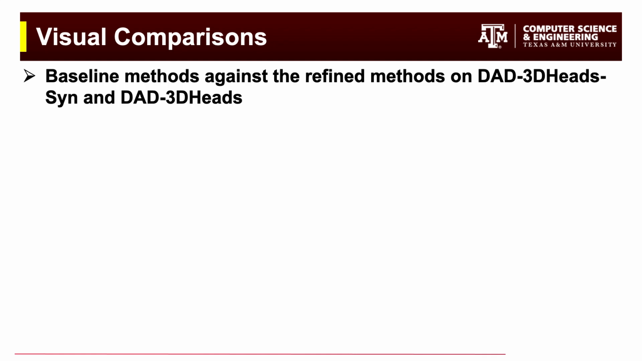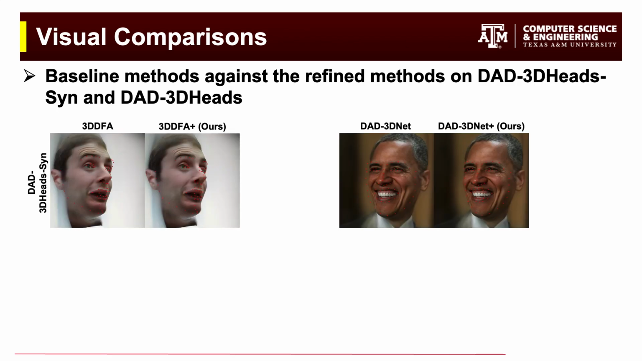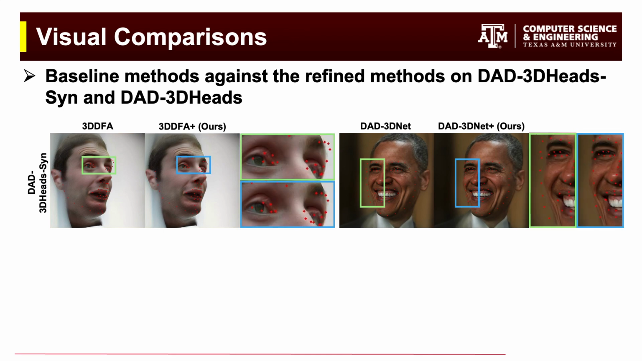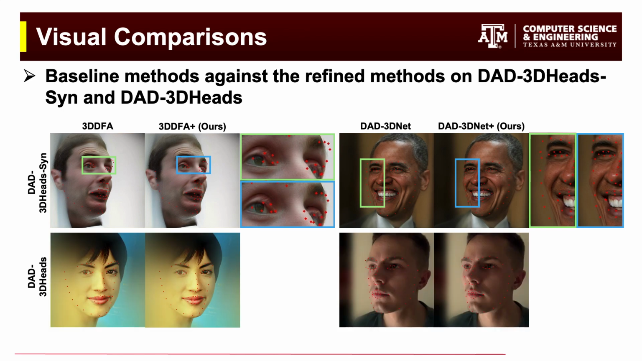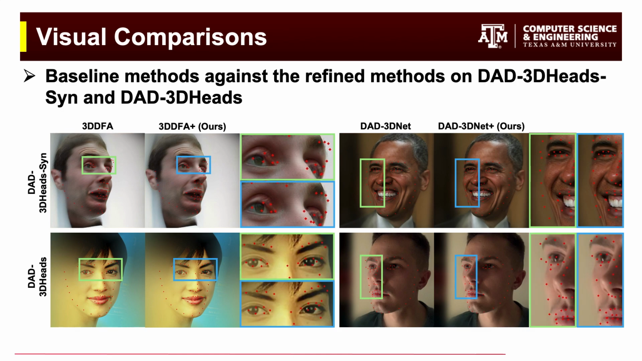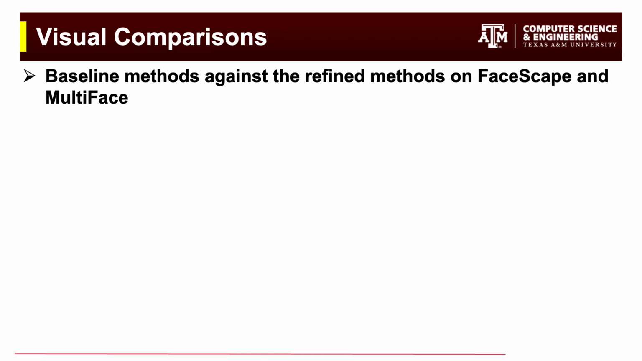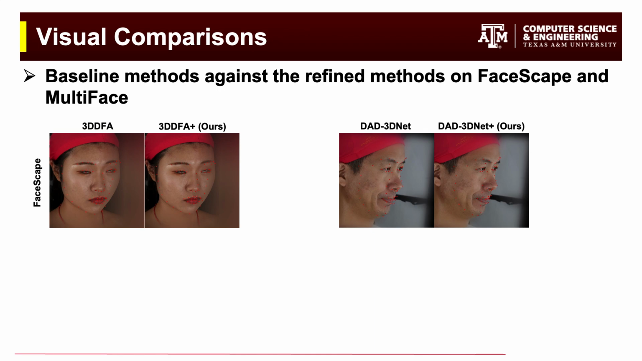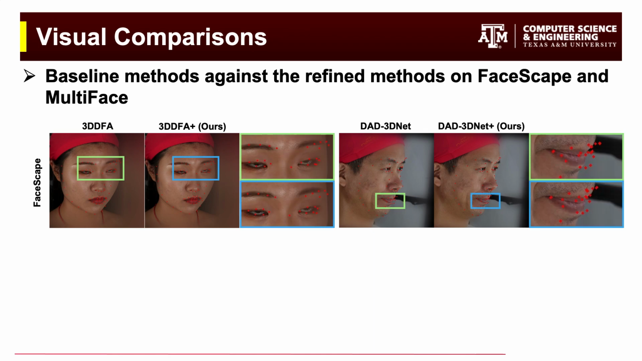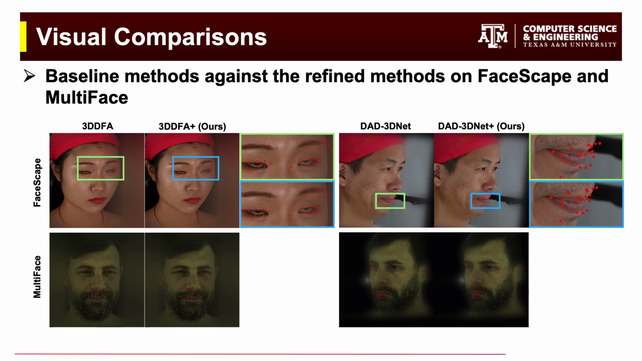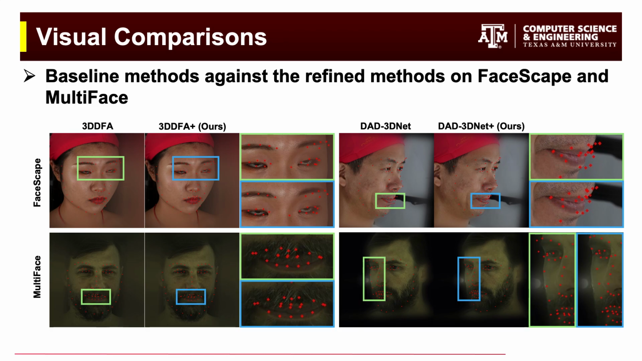To visually validate the improvements gained by our approach, we compare the refined method against the baseline method on different datasets. On DAD 3D heads, we can observe that the refined method generates results that are better aligned with the identities. Furthermore, when evaluating our approach on the FaceScape dataset, we found that the refined methods perform better in detecting landmarks around the eyes and mouth regions. Additionally, on the MultiFace dataset, the refined method produced more accurate results.